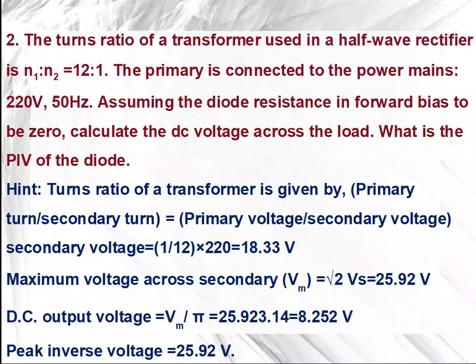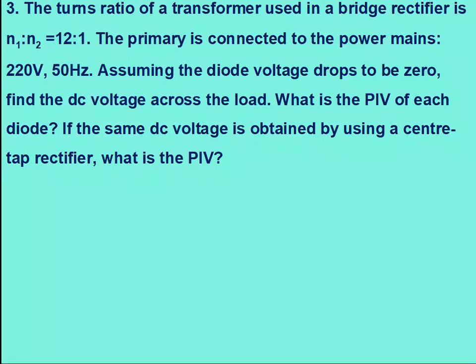After that we have to find the peak voltage. To find the peak voltage, it should be multiplied by root 2, because it is the RMS value. Then the DC output voltage is Vm by pi, we know the formula. From there we can also get the peak inverse voltage, which is Vm equal to root 2 times Vs, right? This way we can solve the problem. Next, the turns ratio of the transformer of the bridge rectifier is N1 is.